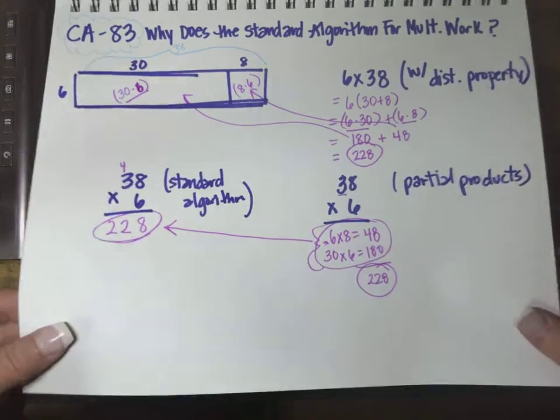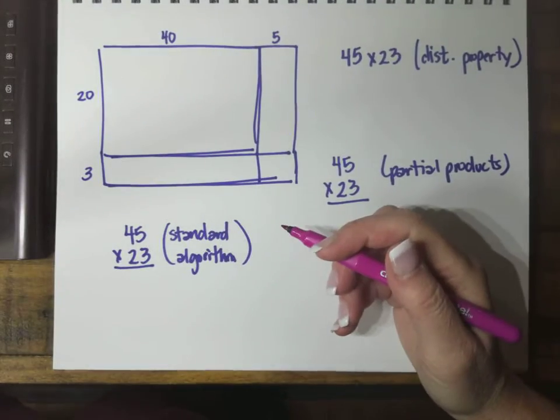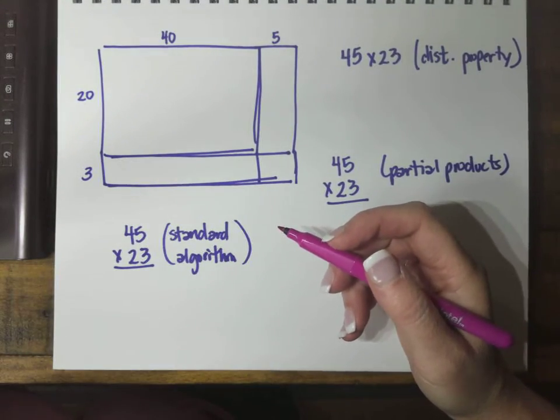Let's look at it with some different numbers. And this is question 4, 5, 6, and 7.